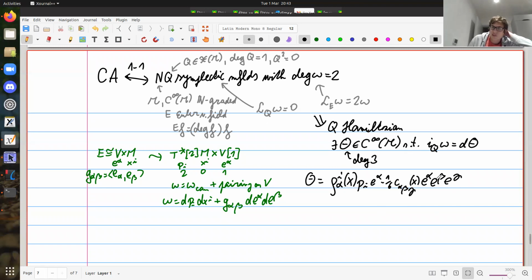So the thing I wrote down is the most general function of degree three written down in some local coordinate charts of this graded manifold. And you see that it's parameterized by these two objects. The claim is that one of these is the anchor map, and the other is the structure functions of the Courant algebroid.